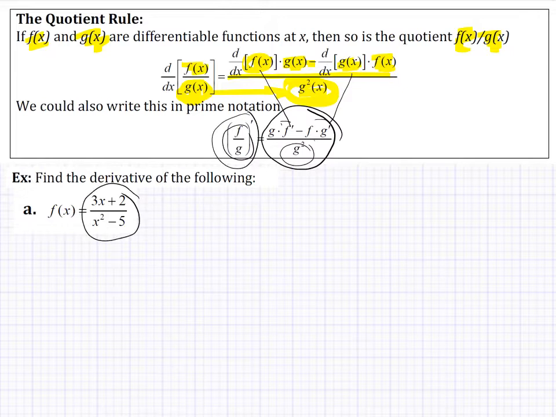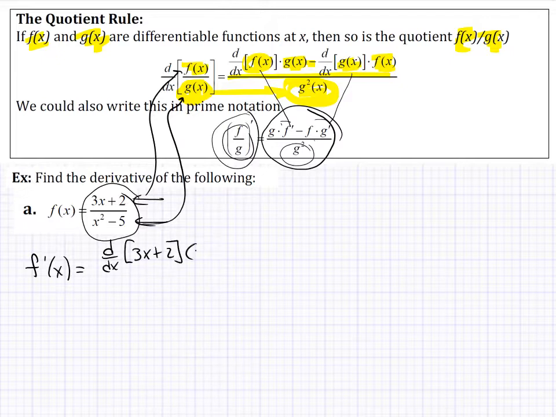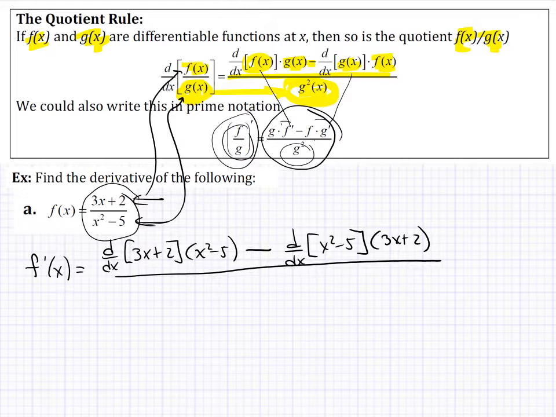So let's see how it works. So this is my numerator, this is my denominator, this would be what this represents, this would be what this represents. So in taking the derivative, I should take the derivative of the numerator times the denominator minus the derivative of the denominator times the numerator all over the denominator squared.